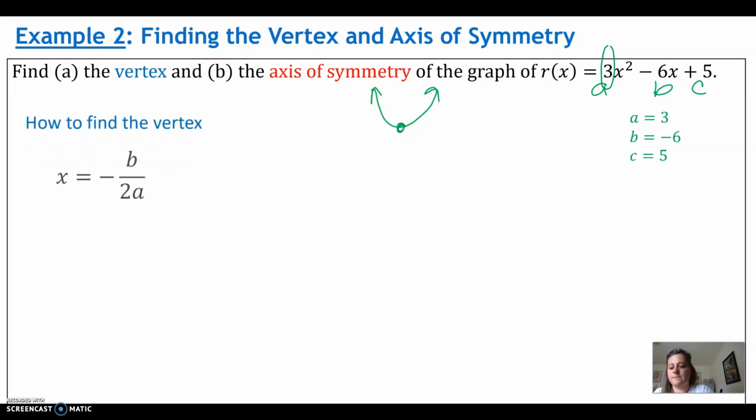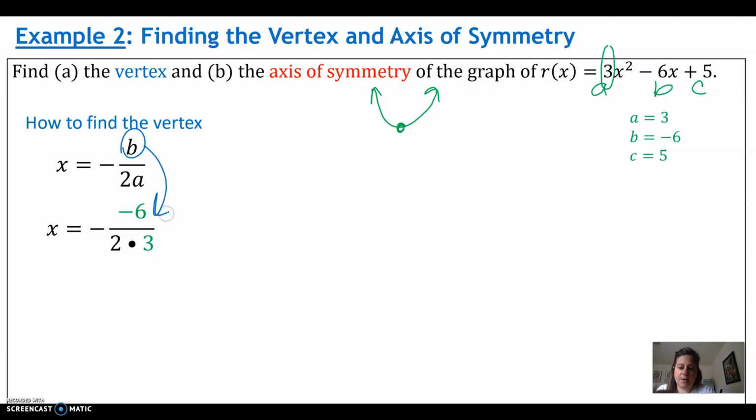So there is my formula again. Now you don't have to keep writing it. If you know it, you can obviously just fill your numbers in. So like I did, fill my numbers in. Be careful though. B is -6. So I plugged it in, but I still have the outside negative. So x equals, these negatives now will just become a positive. So you have a +6 divided by, well, 2 times 3 is 6. So it looks like x equals 1.